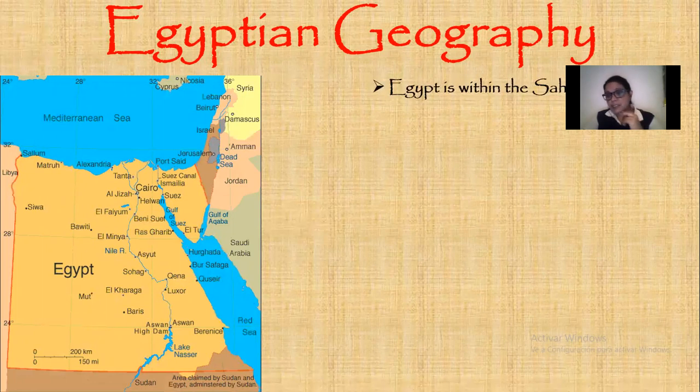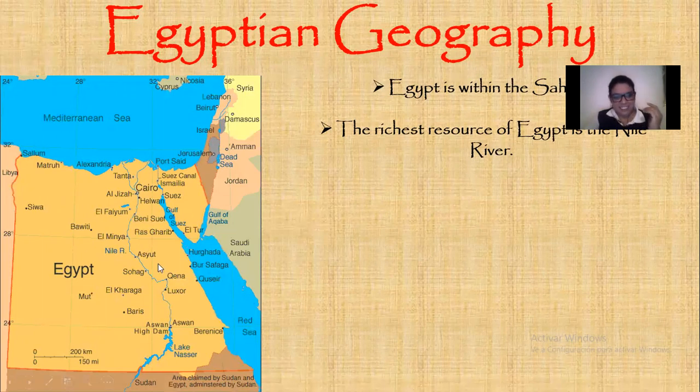Egypt is within the Sahara, which is the biggest desert in the world. And its main resource, or its richest resource, is the Nile River, which is this. Okay? The Nile River is no more and no less than the longest river in the world, more than 6,000 kilometers long.